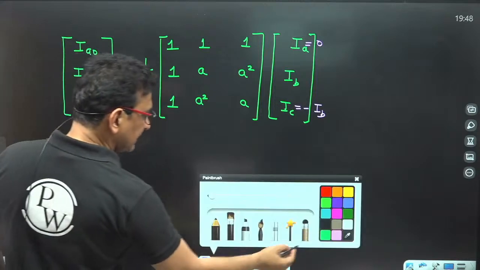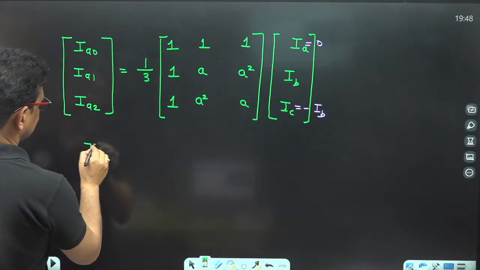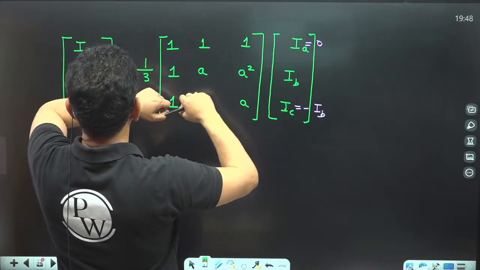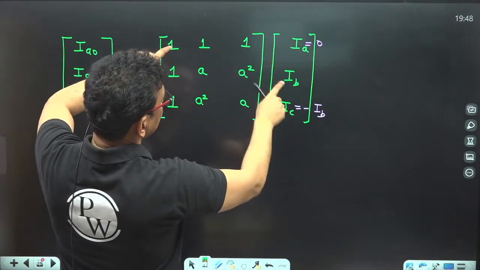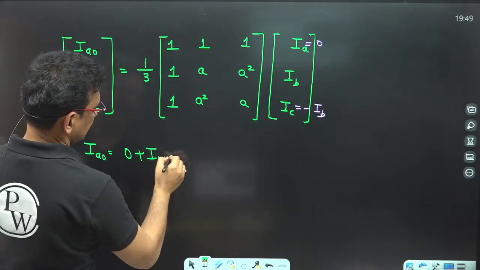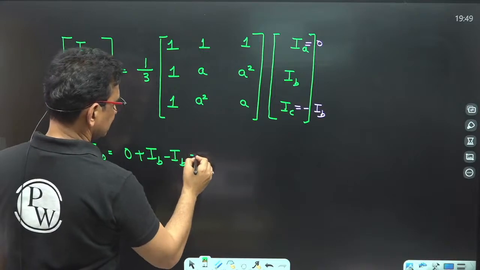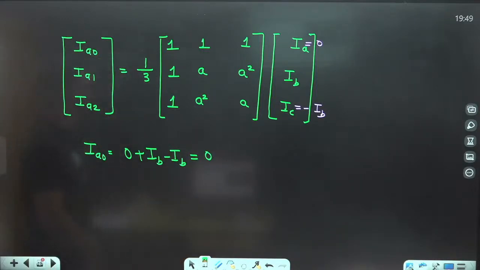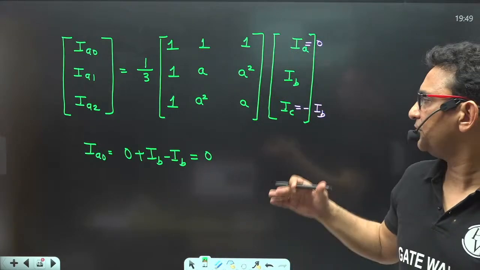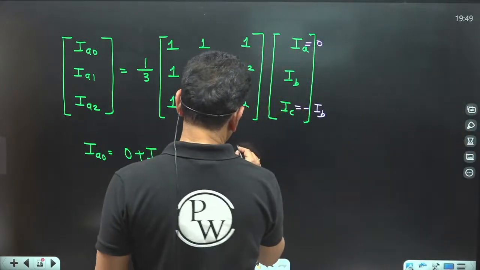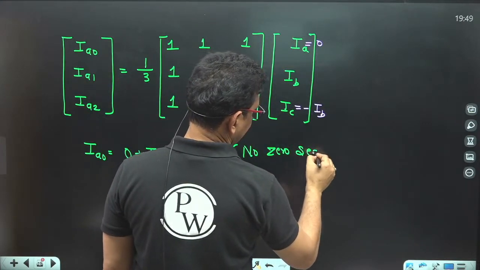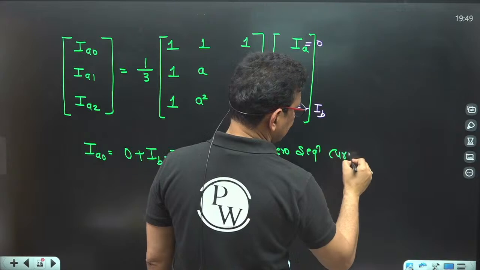Now, IA0 is 1 upon 3 times 0 plus IB minus IB, which gives 0. That means no zero sequence current is flowing. So whenever a line to line fault occurs, no zero sequence current will flow in the circuit.